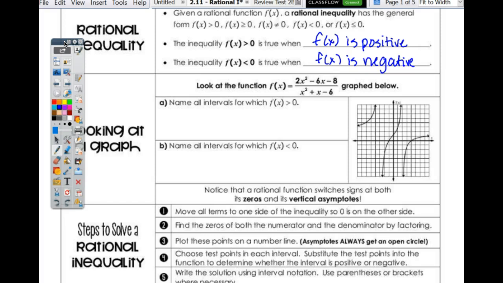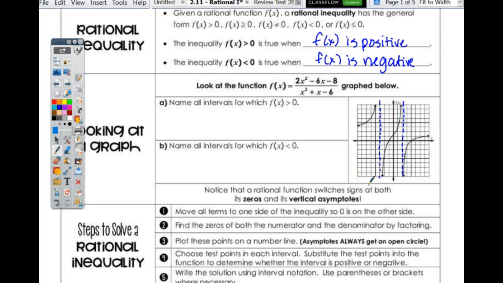So on the graph, the only thing that's missing is the vertical asymptotes. So draw in your vertical asymptotes. The question is asking, name all the intervals for which f of x is greater than 0, and then for which intervals f of x is less than 0. So f of x is y's, correct? So where are the y's positive? The y's are positive up here, right? And the y's are negative down here?